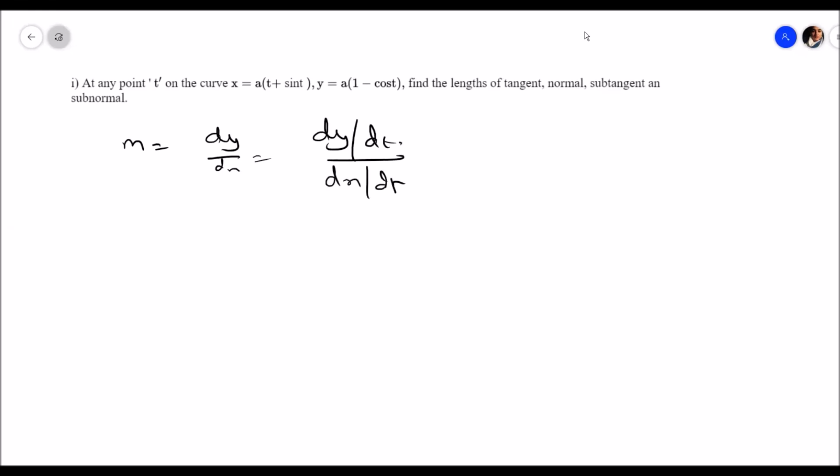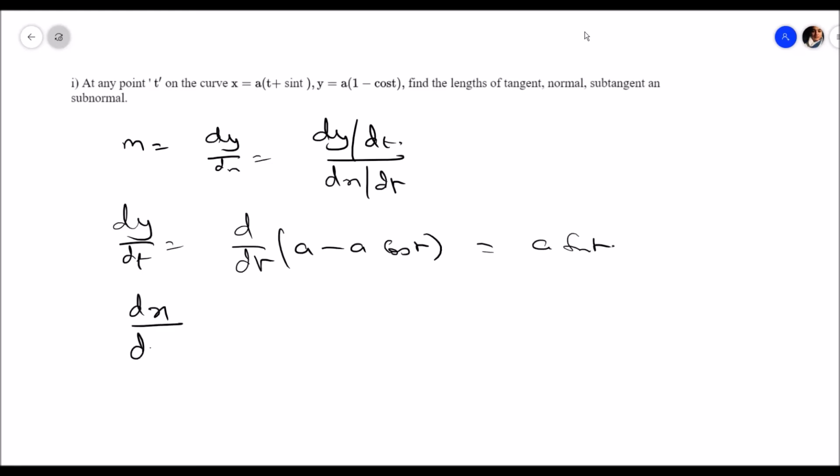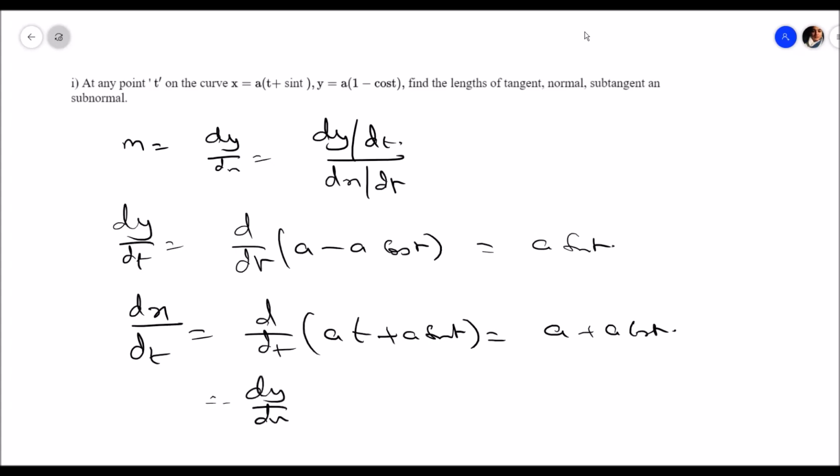Okay. So dy by dt is nothing but derivative of d by dt of a minus a cos t, which is equal to a sin t. By now you're all confident with differentiation, I'm sure. Dx by dt is nothing but d by dt of at plus a sin t, which is nothing but a plus a cos t. Okay. Therefore dy by dx is simply equal to this divided by this, that is a sin t by a into 1 plus cos t.